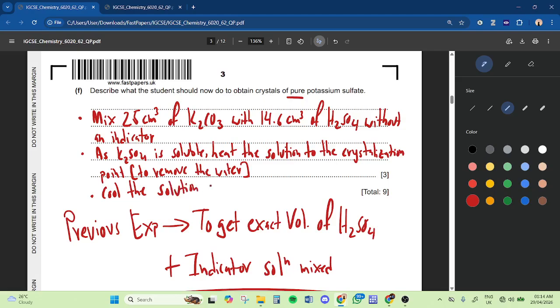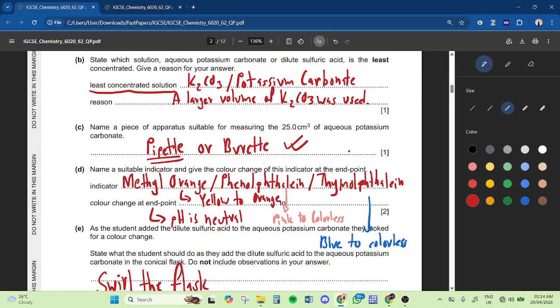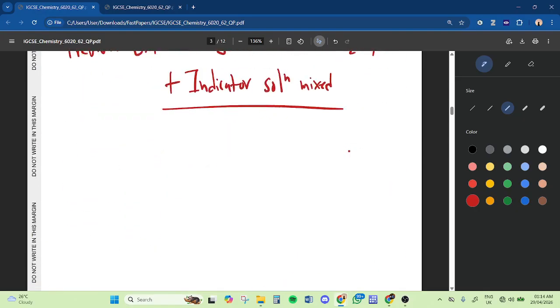So crystals form. And that's it. That's 9 marks, very easy, nothing too difficult. So let's move on to the next question.